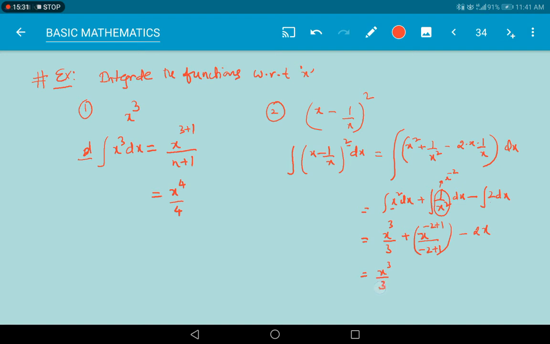So x cube by 3 minus x power minus 1 minus 2x. That is, x cube by 3 minus 1 by x minus 2x is the integration of the given function.